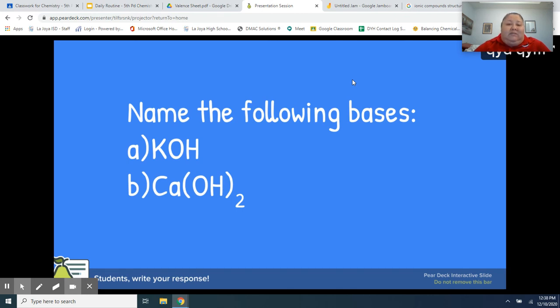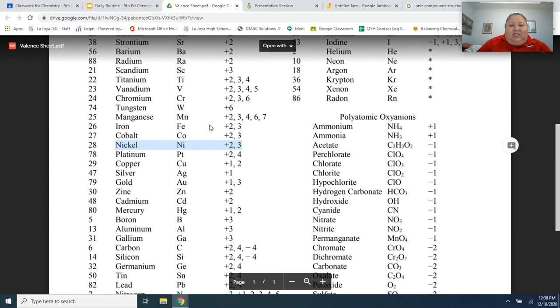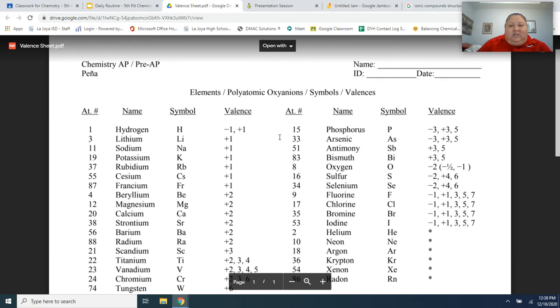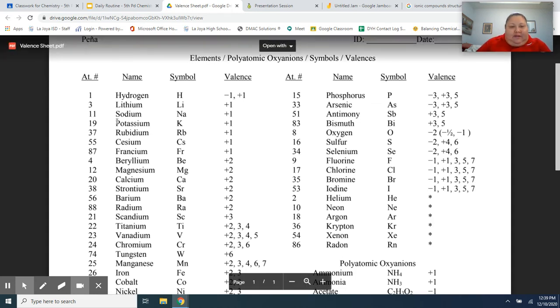How would you name this base? We're going to need to know the name of K, and we're going to need to know the name of Ca. So we're going to go to our valence sheet. What's the name of K towards the top of the page? Potassium. Very good. Right here.